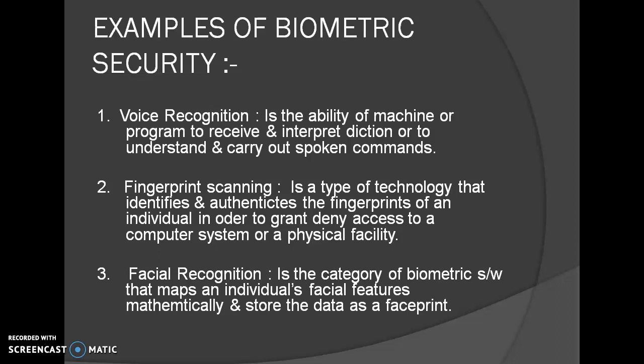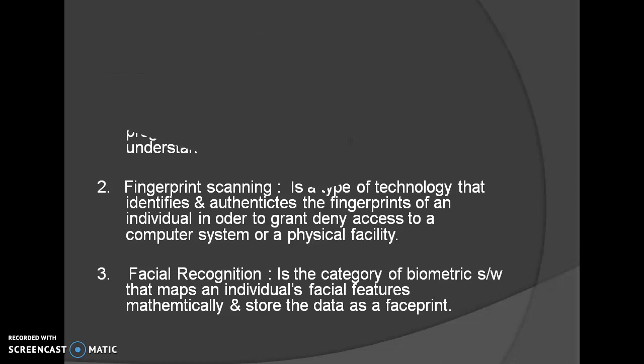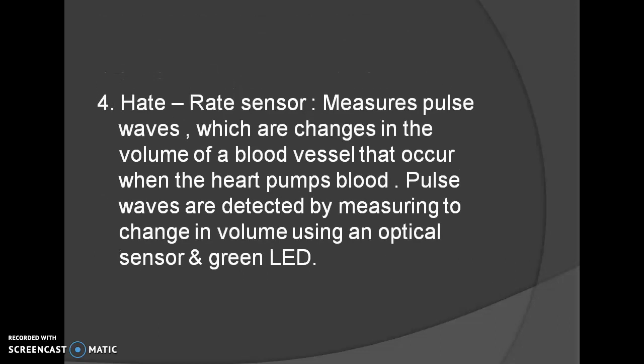Third one is facial recognition. Facial recognition is a category of biometric software that maps an individual's facial features mathematically and stores the data as a face print. Fourth one is the heart rate sensor, which measures pulse waves, which are changes in the volume of blood vessels that occur when the heart pumps blood. It is detected by measuring the change in volume using an optical sensor and green LED.